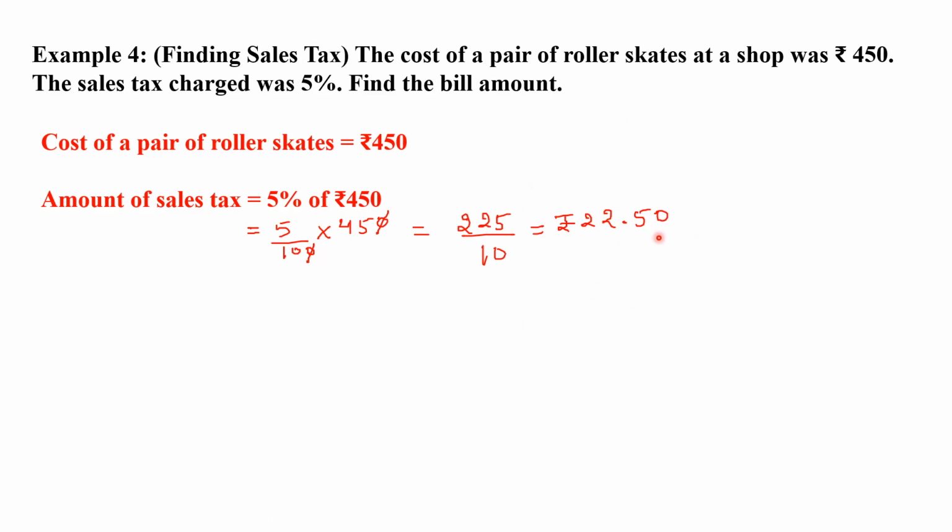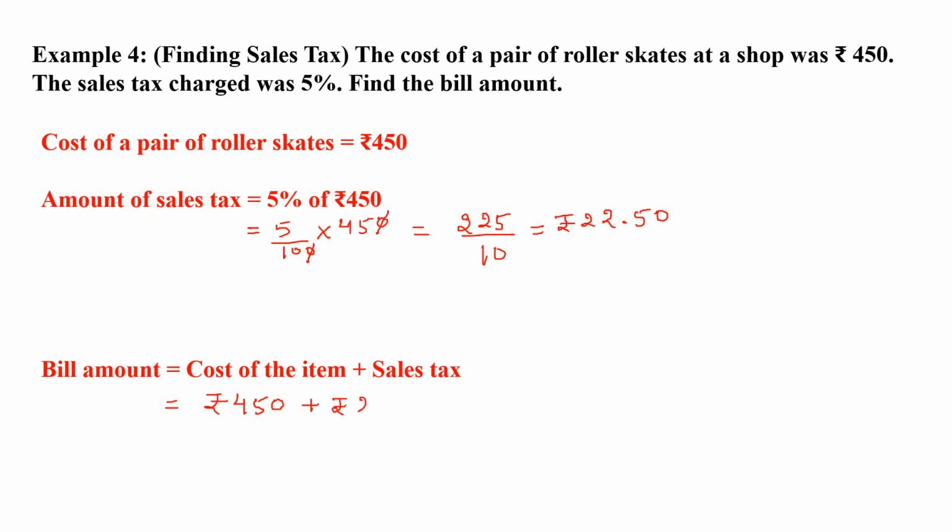Now this amount I have to add to the original cost of the item to get the final bill amount. So the final bill amount will be cost of the item plus sales tax. The cost of the item was 450 rupees and I have just calculated my sales tax as 22 rupees 50 paise. So my final bill amount will become 472 rupees 50 paise.